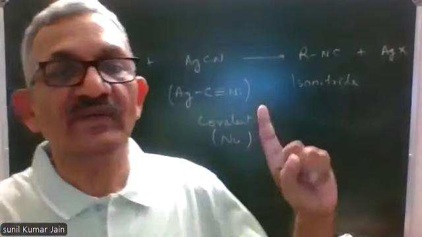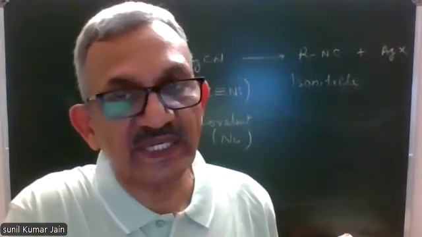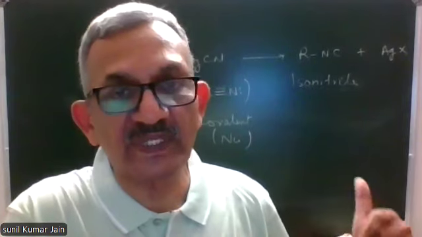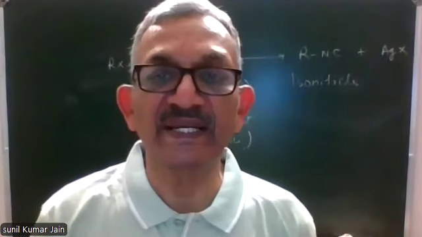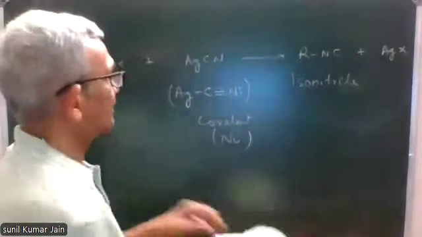So be careful: when the reaction is carried out with sodium or potassium cyanide, product is RCN, nitrile. If the reaction is carried out with silver cyanide, product obtained is isonitrile, that is isocyanide. Next.